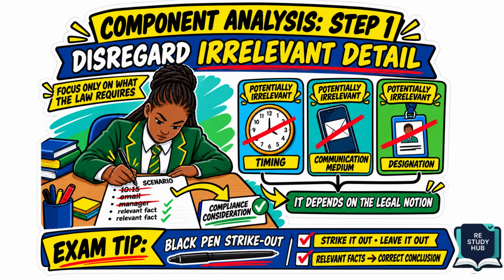Exam questions often include extra facts to distract you. If you include those facts in your reasoning, you may reach the wrong conclusion. My practical exam tip is to take a black pen with you. When you identify a detail that must not be considered, strike it out. This helps your brain focus only on the relevant components. Remember, strike it out, leave it out, and base your conclusion only on the relevant facts.